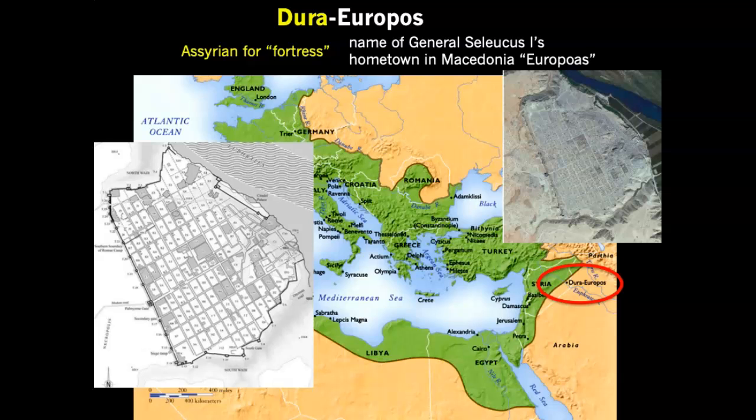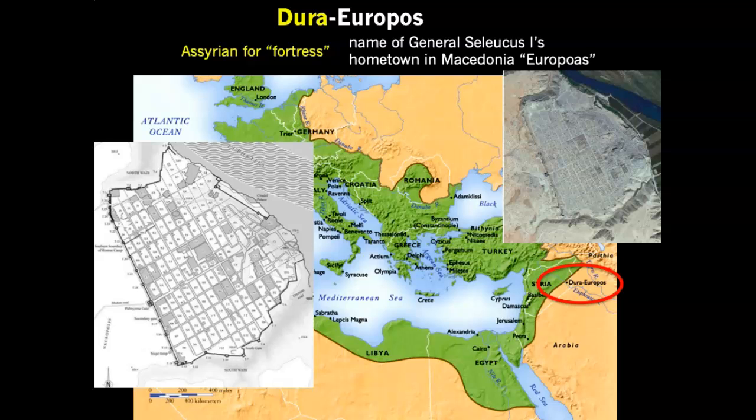Dura comes from an Assyrian word meaning fortress, and we know that that area had been controlled by the Assyrians. And then Europos, it's the name of the hometown in Macedonia of Alexander's general Seleucus, who took over this area when Alexander died. Am I going too fast for you? Is this too crazy? Again, I apologize. This is how my brain works.